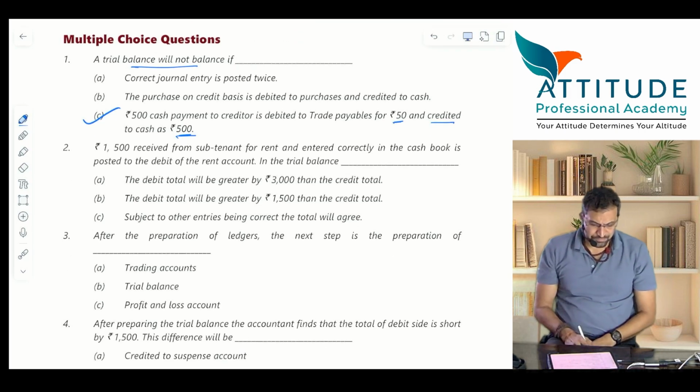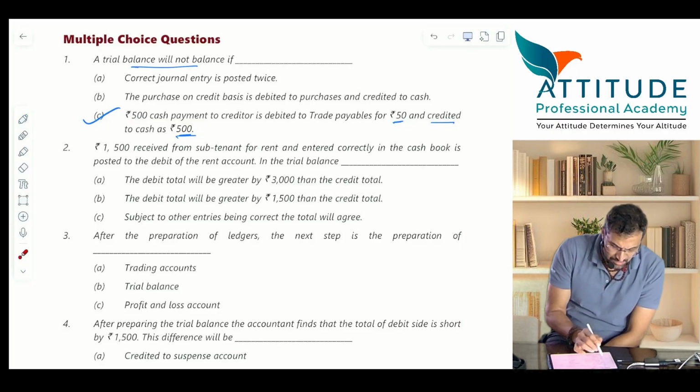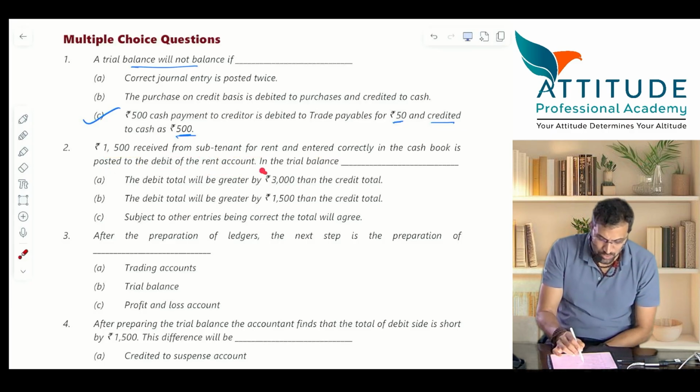Tell me the next one. Read. 1,500 received from subtenant for rent and entered correctly in cash book is posted to the debit of rent account. The trial balance will.